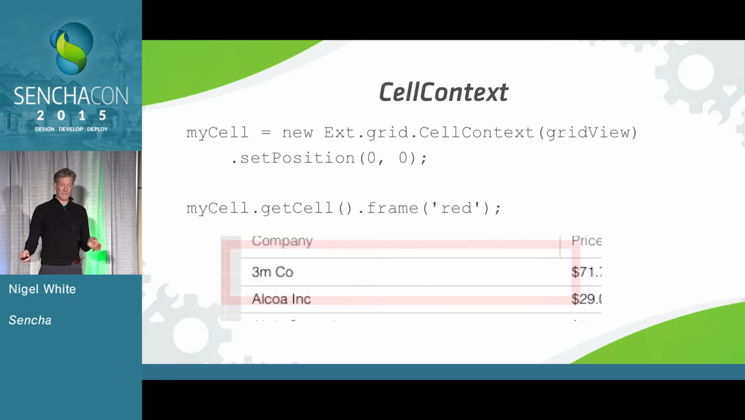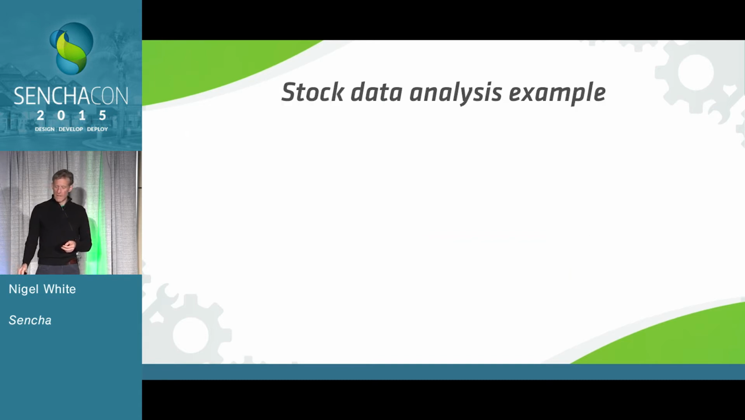Okay, and this is an example of how you'd use it. You can create a CellContext referencing a view, set its position by index, and then you can call methods on it. GetCell returns the cell, and then that's an element, and you can call any element method on there. So you could highlight it and draw attention to it. Okay, we're going to go to an example now which shows a few of these techniques.